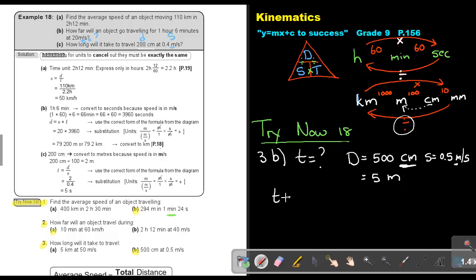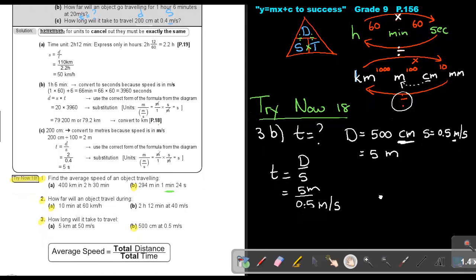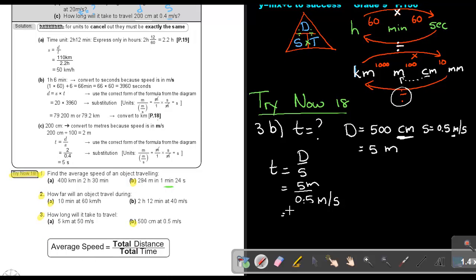So time is distance divided by speed. What is my distance? My distance is 5 meters. What is my speed? Divide by 0.5 meters per second. Let's just rewrite it and move it up a little bit. And then, if I press that on my calculator, I'm going to get an answer of 10 seconds.